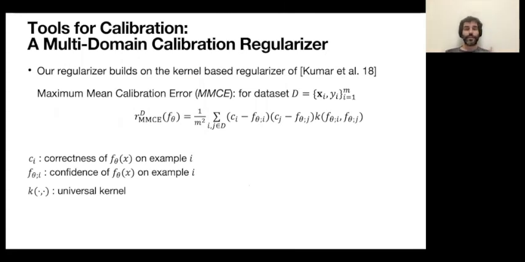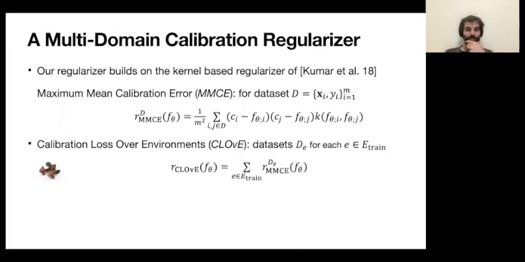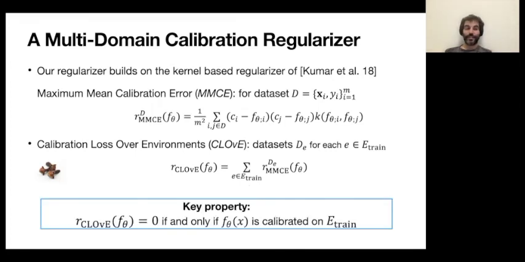The other tool, the calibration objective, is a very nice paper from Kumar et al. from 3 years ago, and they have this kernel objective, which they show minimizes a calibration error, and we again take this, extend this to the multiple environment setting, and show that this objective is zero if and only if the classifier is calibrated on all the training environments. Okay, and this we could just differentiate through and minimize and, you know, backprop all the normal stuff.